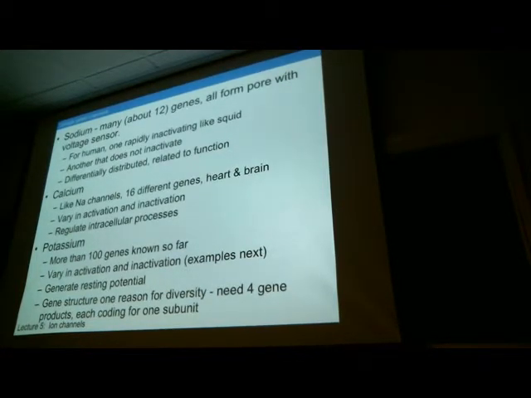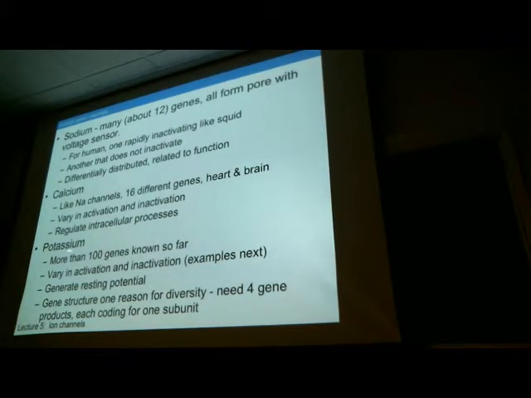They're also found heavily in the heart, right? So you have all those cardiac cells that have calcium and so on. And they vary in their inactivation and activation. And they're really important for regulating intracellular processes.